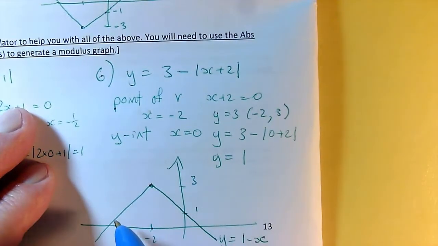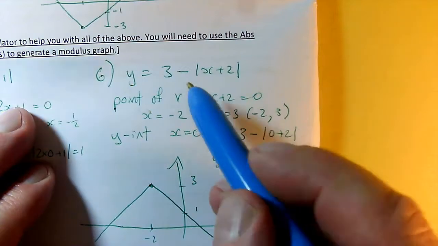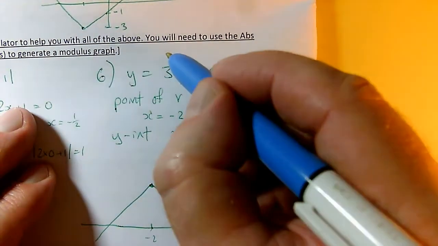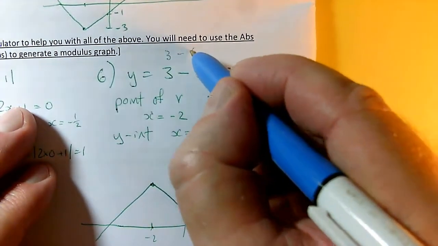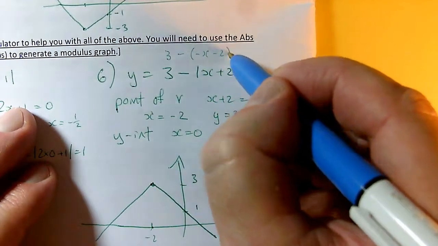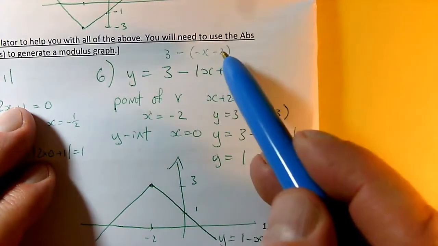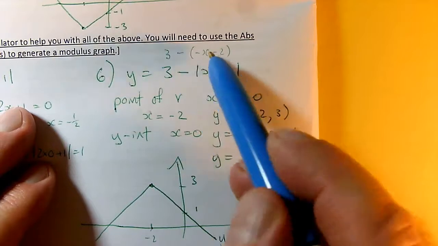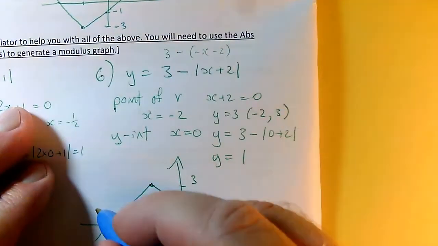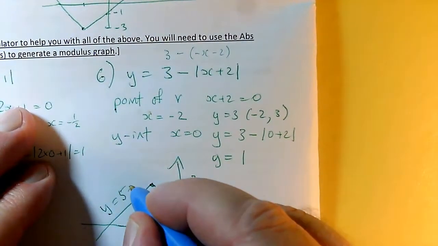And then the other side is when the modulus causes a sign swap. So if this is a minus x and a minus 2, I'm going to be doing 3 take away minus x minus 2, which is actually 3 plus x and 3 plus 2. So, well, 3 plus 2 is 5 and plus another x. So this is y equals 5 plus x.